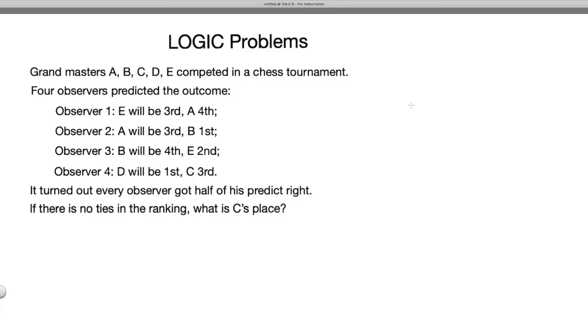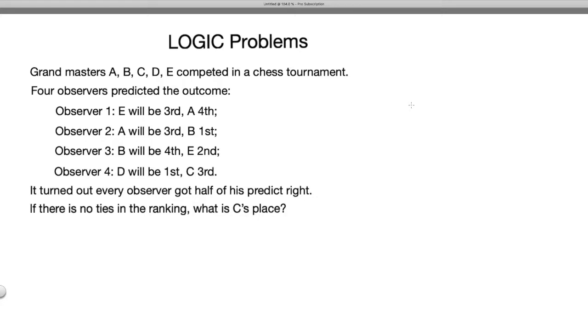In this video, we're going to look at another logic problem. For such problems, we use a technique of making assumptions and trying to derive contradictions. If no contradictions appear, then the assumption is correct and we potentially arrive at a solution. So let's look at a problem.